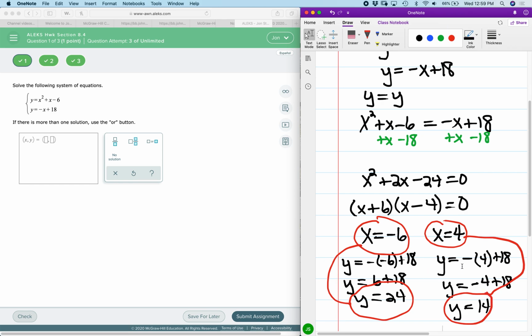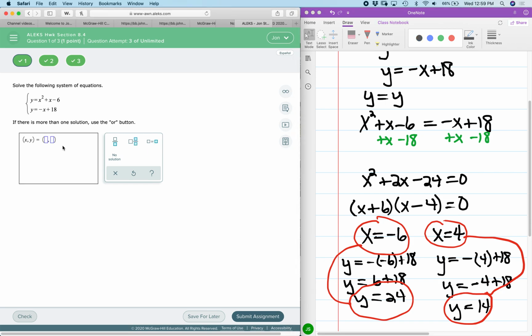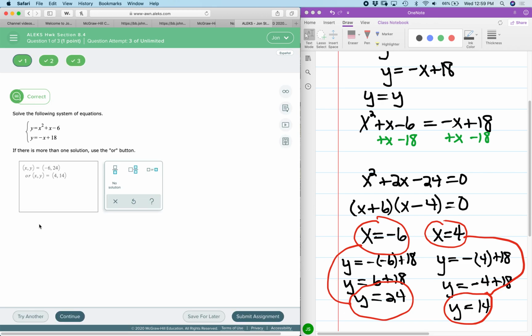And so just transferring what we have here, we're going to have two different ordered pairs. At one end, we have negative 6, 24. And we also have that whenever x is 4, y comes out to 14. And checking it out, the result is correct.